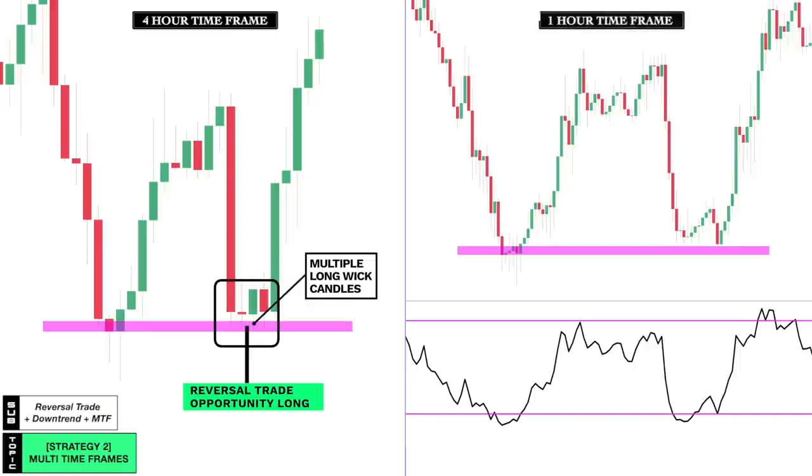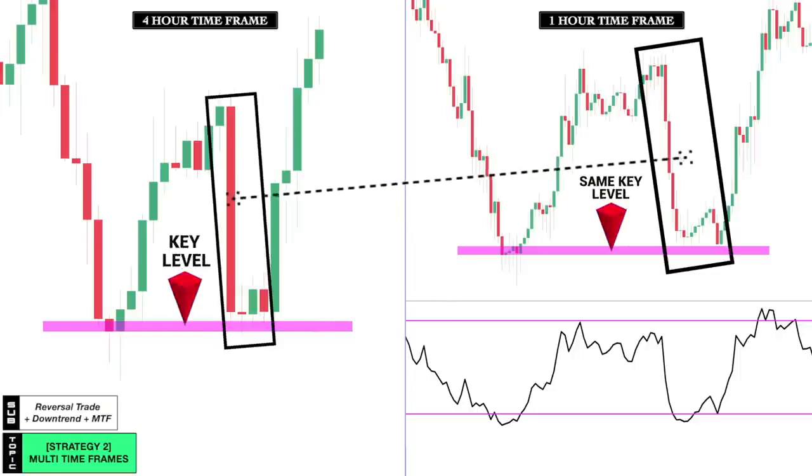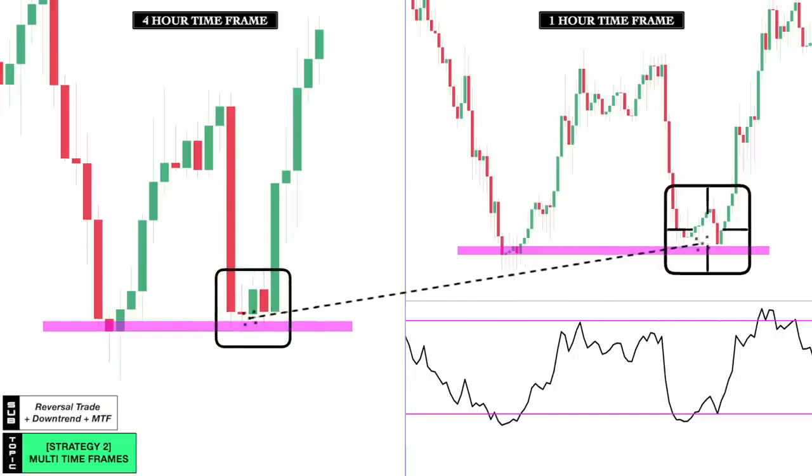Then on the right is the 1-hour time frame that was used for an entry point. Same key level, same pullback. This area here is this same area here.